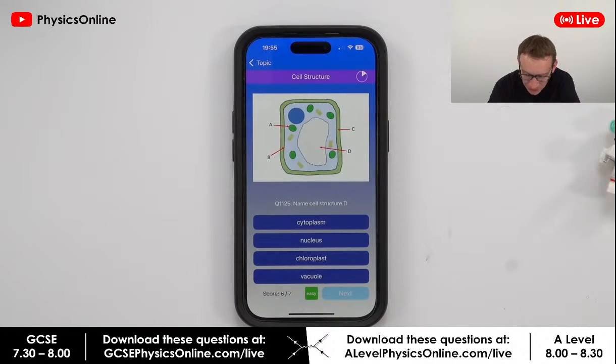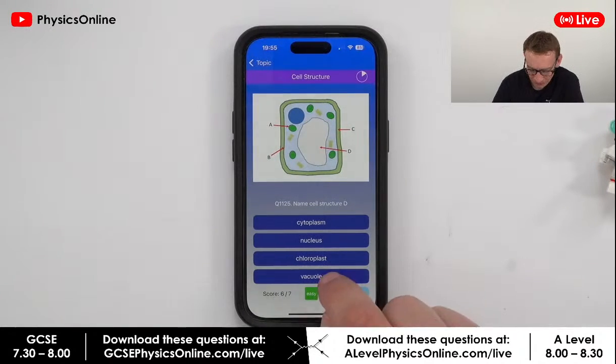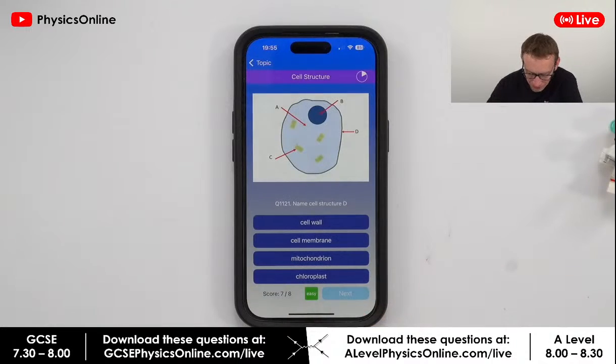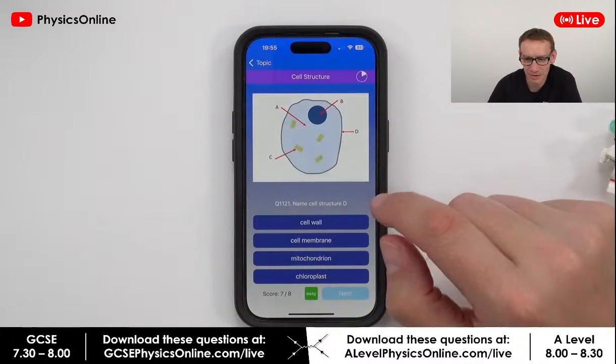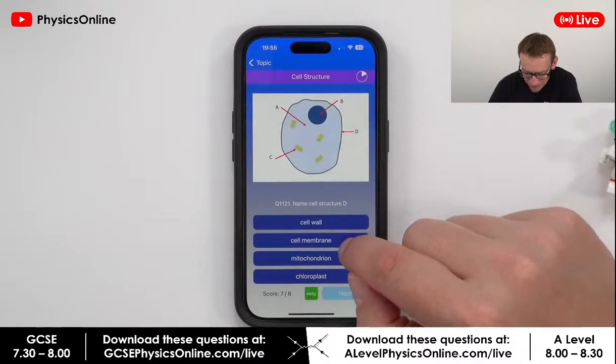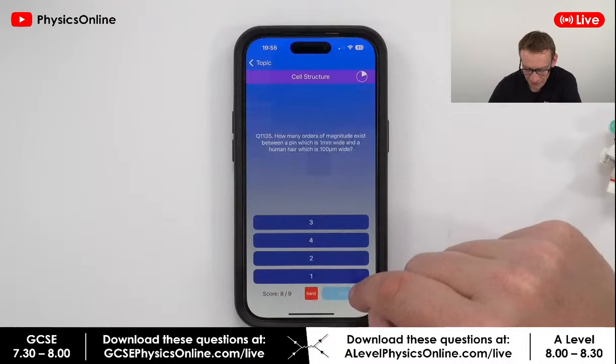What is cell structure D? Okay, I reckon this is a vacuole. The name of cell structure D on this, I reckon it's around the outside of the cell, so I reckon this is going to be the cell membrane. There we go.